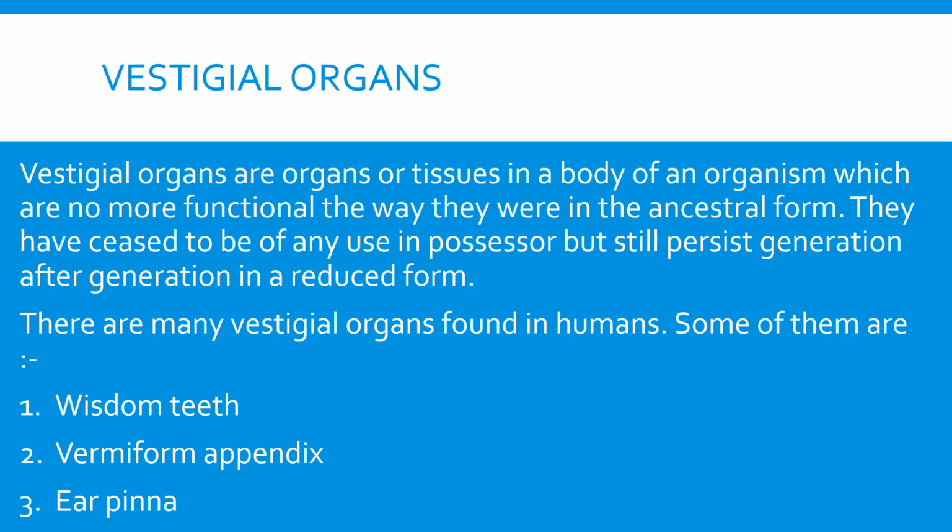Vestigial organs are organs or tissues in the body of an organism which are no more functional the way they were in the ancestral form. They have ceased to be of any use to the possessor but still persist generation after generation in a reduced form. These are examples of organs in disuse. There are many vestigial organs found in humans. Some of them are wisdom teeth, vermiform appendix and ear pinna.